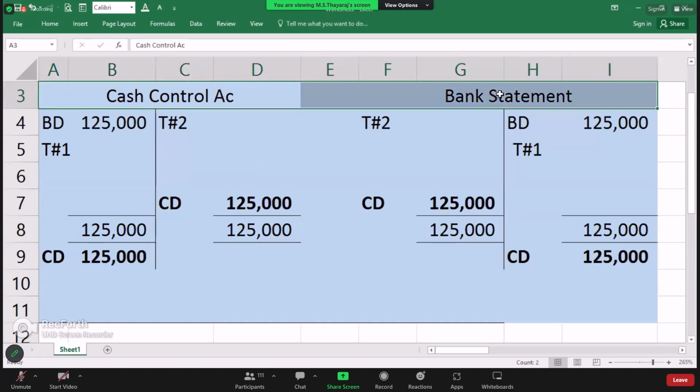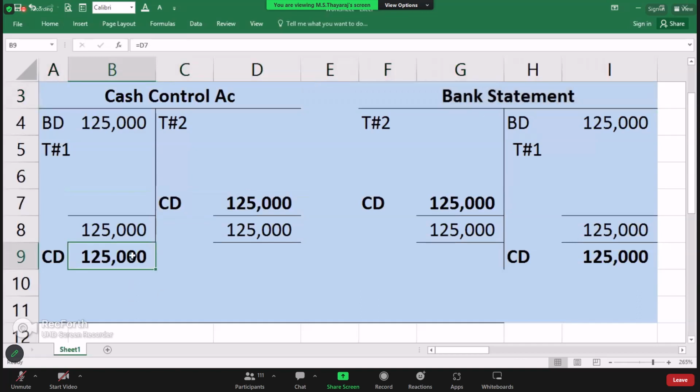So the cash control account, your cash account balance, for example this month, is 125,000. This month, let's take September 2023. The September 2023 cash control account balance is 125,000. At the same time, the bank statement balance is 125,000. The same, because we have made the transaction according to our transaction.